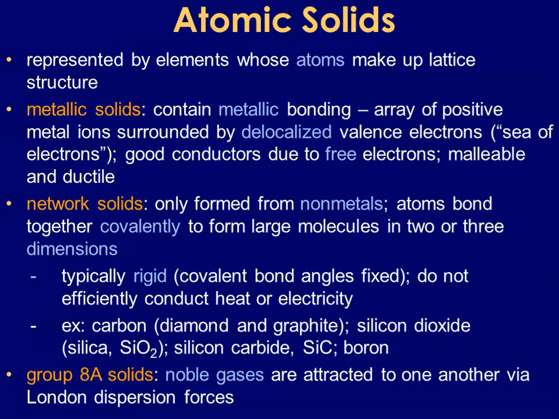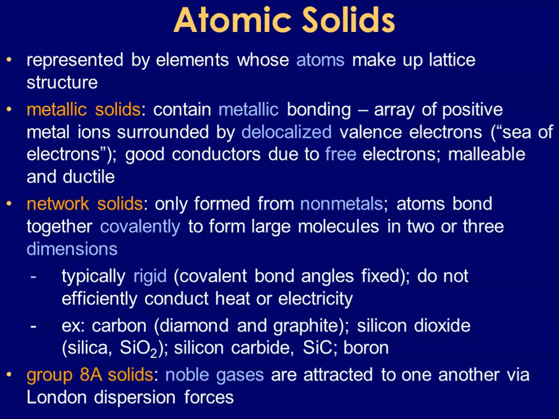They're ductile. Network solids are only going to be formed between your nonmetals. Again, physical covalent bonds, intramolecular forces, are formed with these network solids that allow them to form large units that can have multiple dimensions. They tend to be very rigid. They're not going to change shape easily. They do not conduct heat or electricity well.